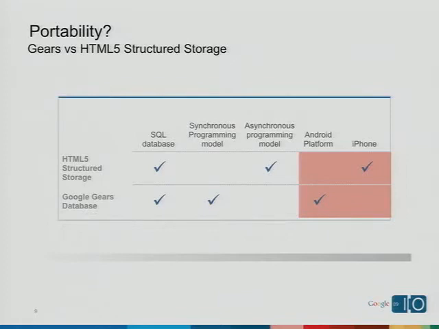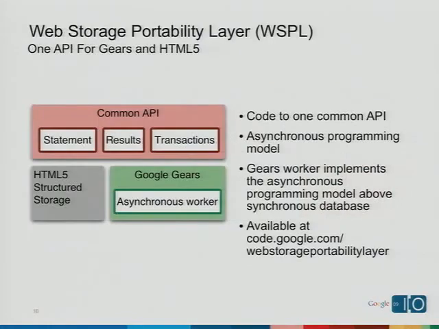So we can sum up this difference in this nice little table here. On the Android device, we get SQL databases via Gears, so it's a synchronous programming model. And on the iPhone, we get HTML5 databases that are asynchronous. And so we have that little red problem area. We can't have structured storage on both platforms the same way. They have different programming models. It's a pain. So we have a solution for this.